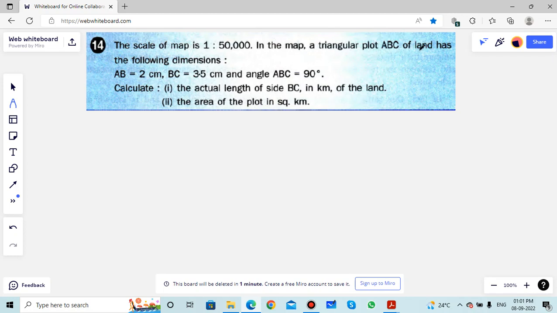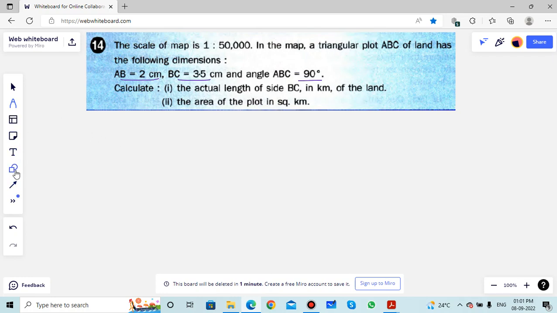There is a triangular plot ABC of land with the following dimensions. AB is 2 centimeter, BC is 3.5, and angle ABC is 90 degree. Calculate the actual length of the side BC of the land in kilometer, number one. Second, the area of the plot in square kilometer. That is what we have to find. So first of all, let's see what is on the map.